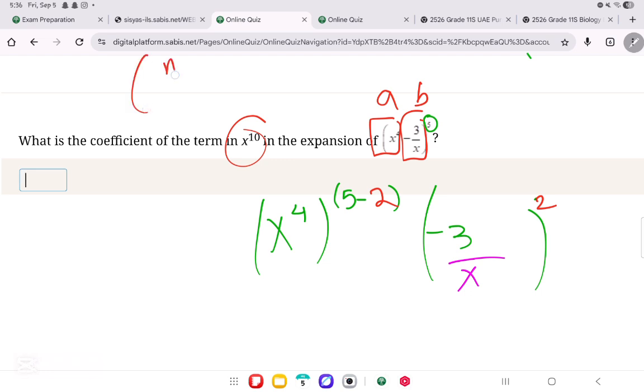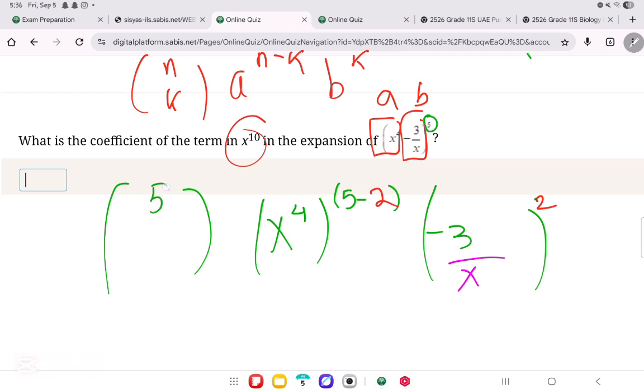If the equation is nCk, a to the n minus k, b to the k, what are we missing? We are missing, very simply, the combination, which is nCk. So in this case, it's 5C2, because k is 2. All right, now perfect. All we need to do is expand. 5C2 in this case is 10, if I'm not mistaken. Yeah, it's 10 times, here, 5 minus 2 is 3.